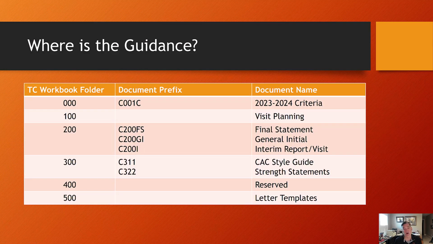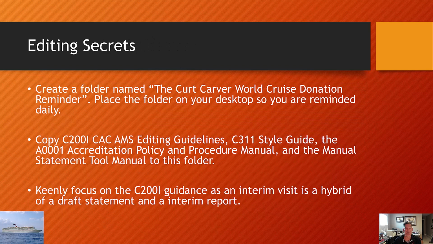So let's start off with where you should find guidance on this. First of all, if you go to your team chair workbook, it's going to have this particular structure, and the documents that you want to grab are C200I or the C311, the CAC style guide. The Documents and Policy Committee has created a new document, C200I, that's really just focused on interim reports and interim visits to make it easy for you. And then the 311 is the style guide that makes sure you have the right verb agreement.